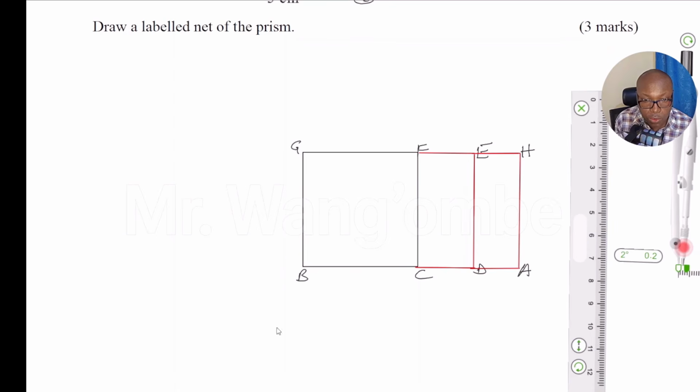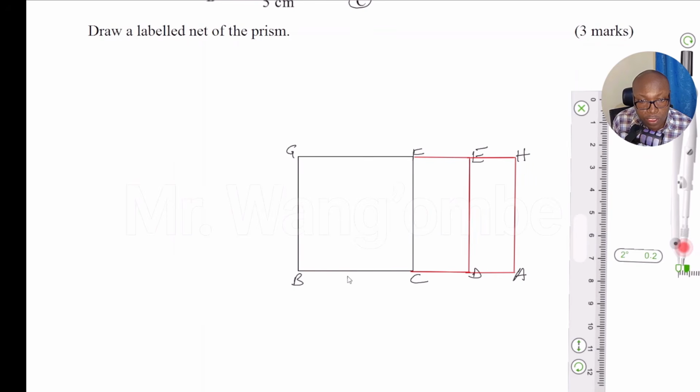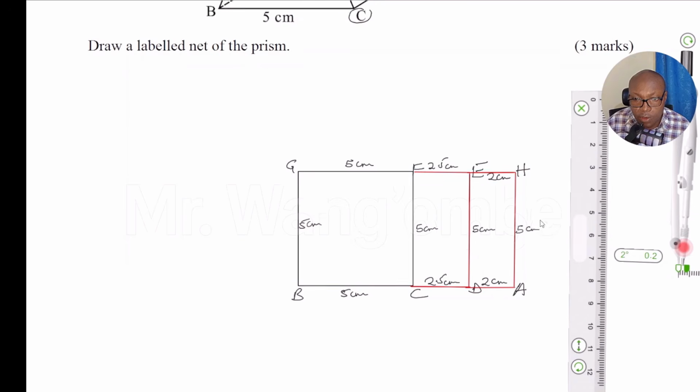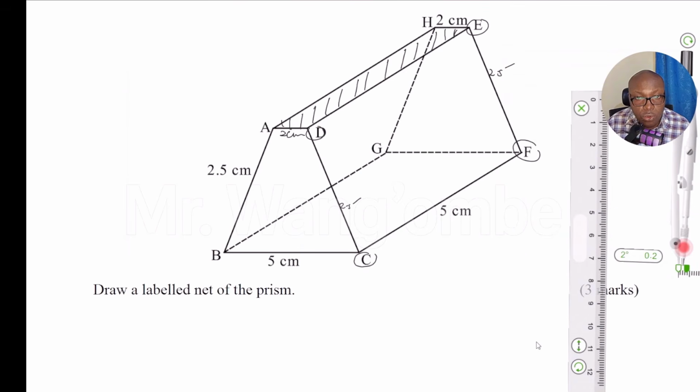So before I proceed, let me indicate the measurements. The measurements were, these were 5 centimeters, 5 centimeters, 5 centimeters. Then this was 2.5 centimeters, 2.5 centimeters. And then this is 2 centimeters and 2 centimeters. So I'm done with the right hand side. So now I need to go to the left hand side.